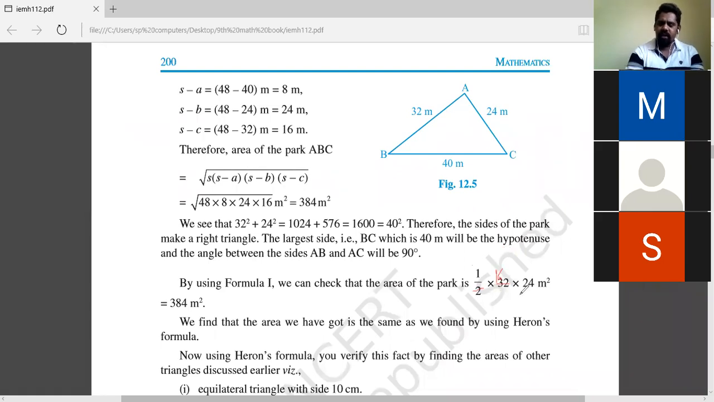384. Are we getting 384? Yes, sir. Are the answers right in both places? Yes, sir.